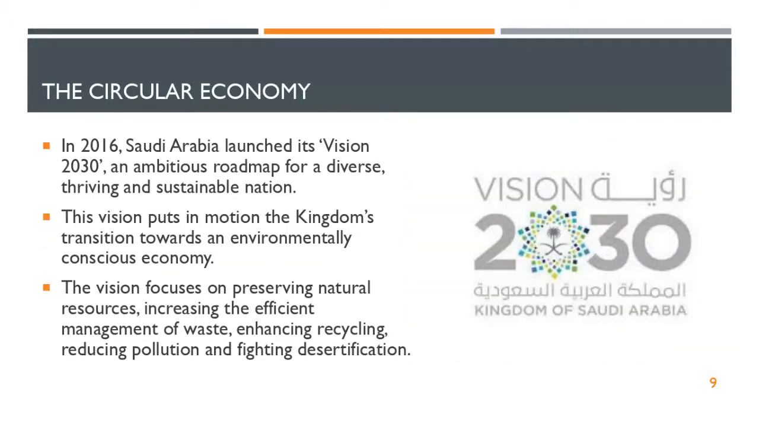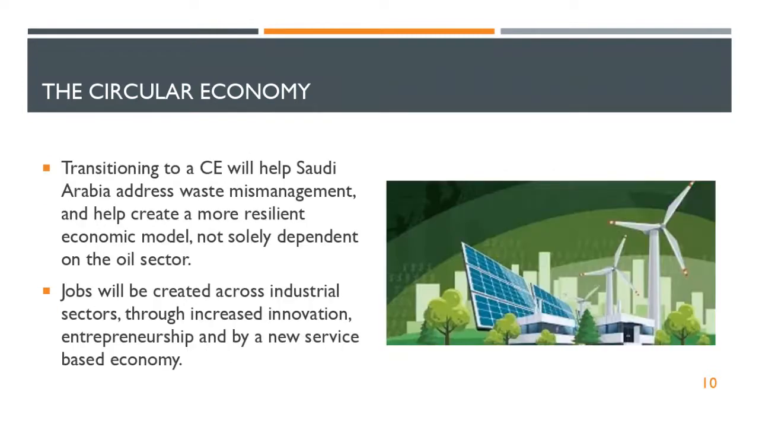And the exciting aspect is that under Vision 2030, an ambitious roadmap for a diverse, thriving, and sustainable nation is presented. This vision put into motion the kingdom's transition toward an environmentally conscious economy, and it focuses on preserving natural resources, increasing the efficient management of waste, enhancing recycling, reducing pollution, and also fighting desertification. Within all of this, we see that a transition to a circular economy will help Saudi Arabia address waste management and help create a more resilient economic model that is not solely dependent on the oil sector.